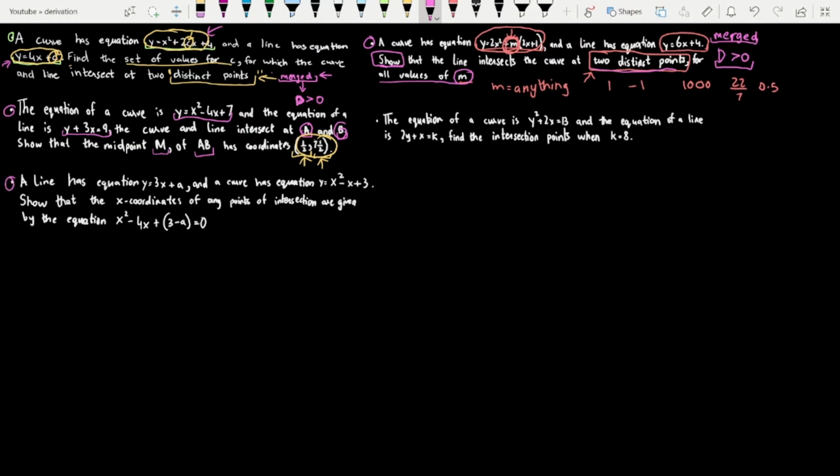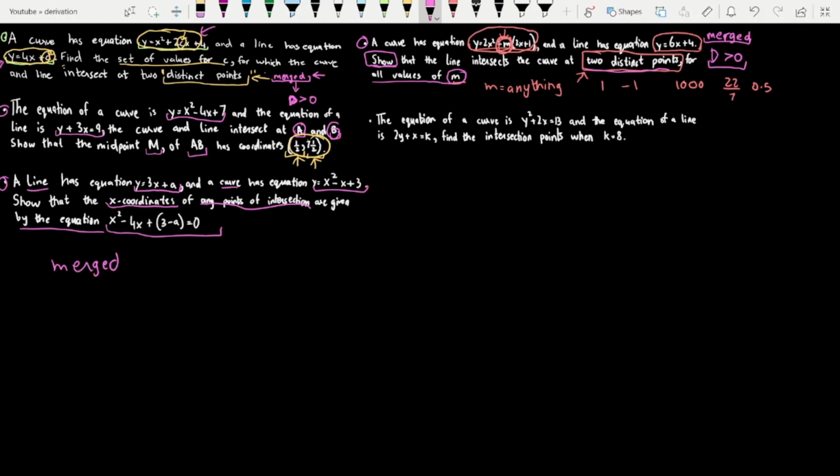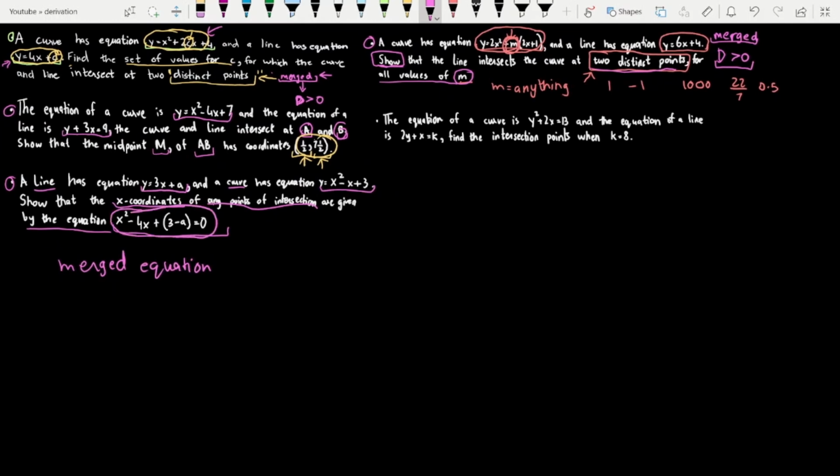Now we got the next problem, and it gives us two equations, an equation for a line and an equation for a curve. And then we need to show that the x-coordinates of any points of intersection are given by the equation x squared minus 4x plus 3 minus a is equal to 0. And what is the equation that gives us the points of intersection? Well, we know that it's the merged equation. The merged equation gives us the points of intersection. So maybe this thing comes out of the merged equation.